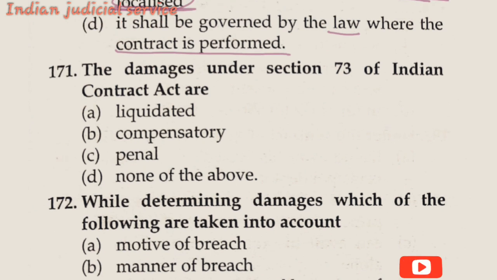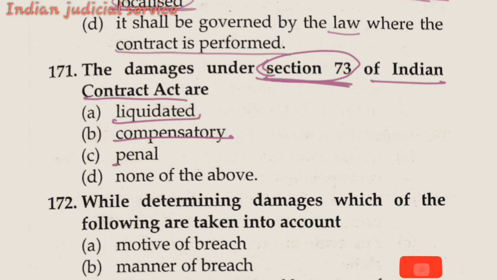Question number 171. The damages under section 73 of the Indian Contract Act are. Section 73 deals with compensation for loss or damage caused by breach of contract. Which type of compensation is provided? The options are liquidated, compensatory, penal, and none of the above. It is clear here, according to section 73, it shall be compensatory. So the damages under section 73 of the Indian Contract Act are compensatory. So the answer here is option B. Now come to the next question.